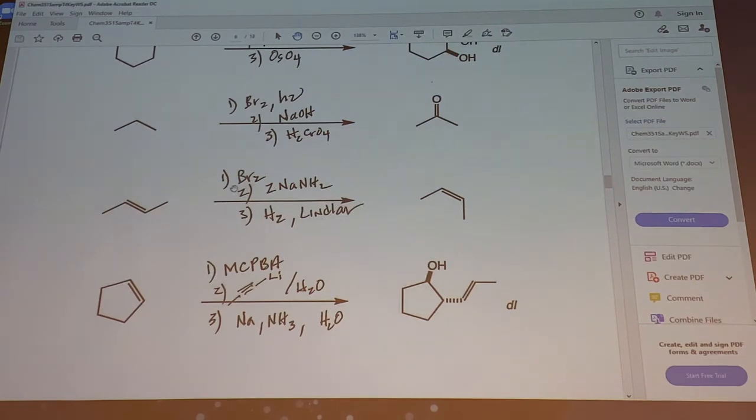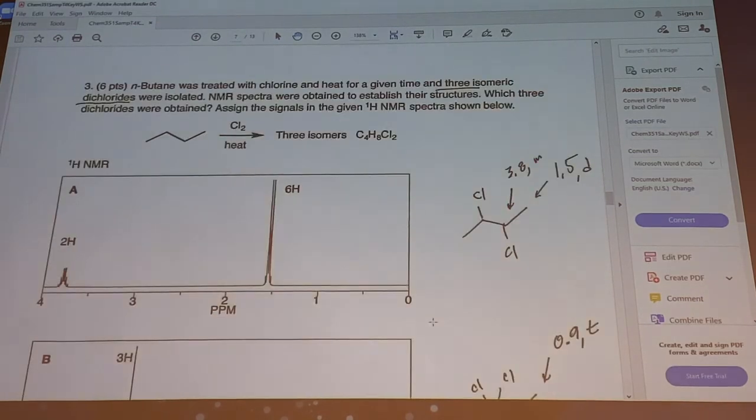That one looks strange, but if you go through it carefully, you can figure that one out. Here we're forming an epoxide, opening up the epoxide, and then reducing the alkyne there with the sodium ammonia to give the trans product there.